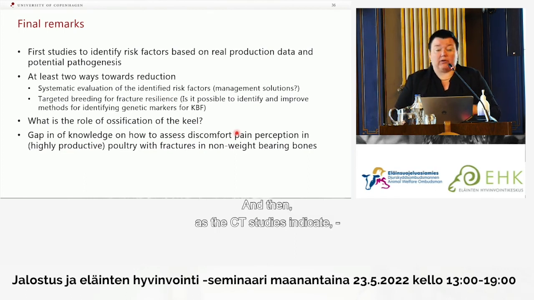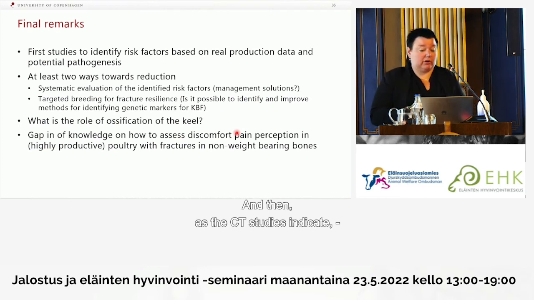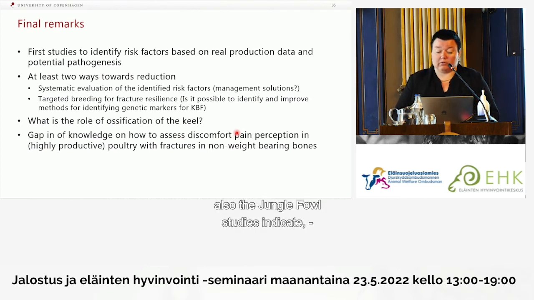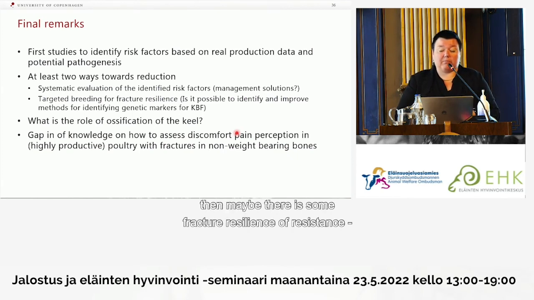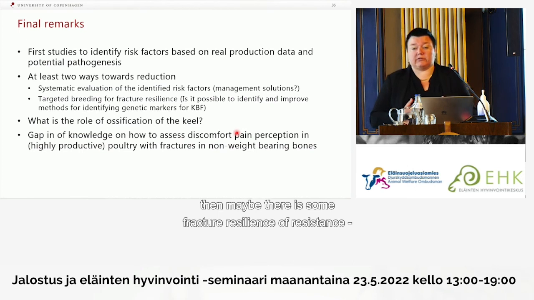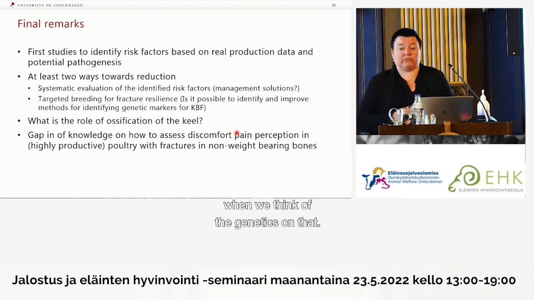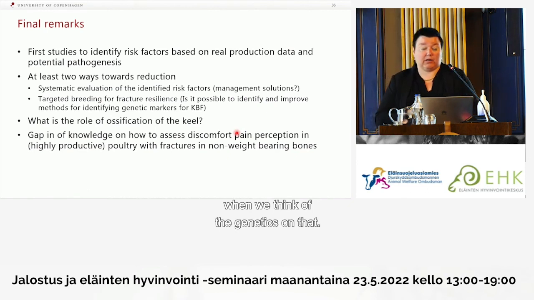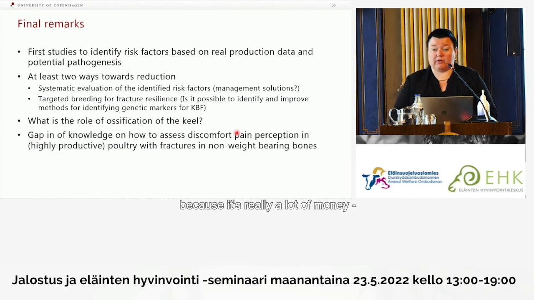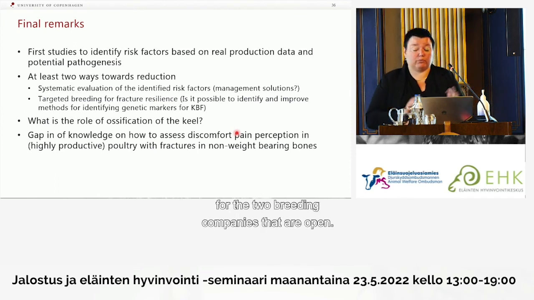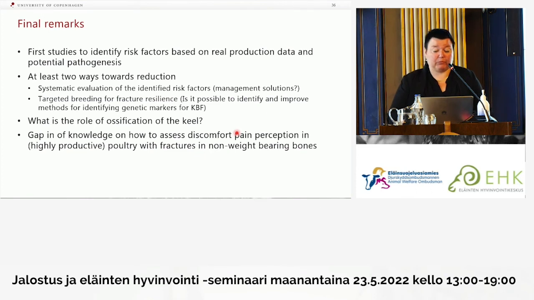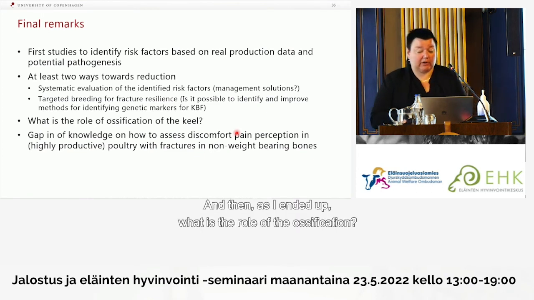And then, as the CT studies indicate, and the jungle fowl studies also indicate, maybe there is some fracture resilience or resistance when we think of the genetics of that. That is a really hard nut to crack because it's really a lot of money for the two breeding companies that are global. And then, as I ended up, what is the role of the ossification?